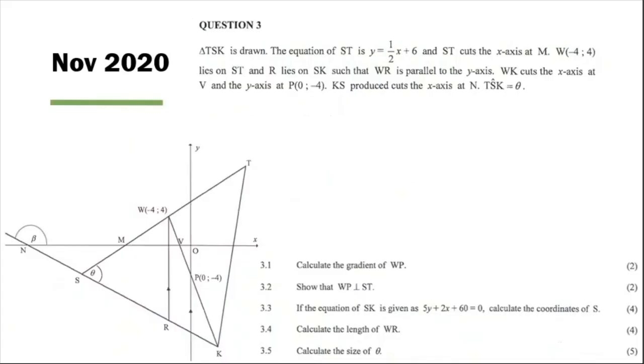If we go and look at November 2020, they give us the following. They say, triangle TSK is drawn. The equation of line ST is y equals a half x plus 6, and ST cuts the x-axis at M. W, the coordinate (-4, 4), lies on ST, and R lies on SK, such that WR is parallel to the y-axis. WK cuts the x-axis at V and the y-axis at the coordinate P, which is (0, -4). KS is produced, cuts the x-axis at N, and angle TSK is equal to theta.